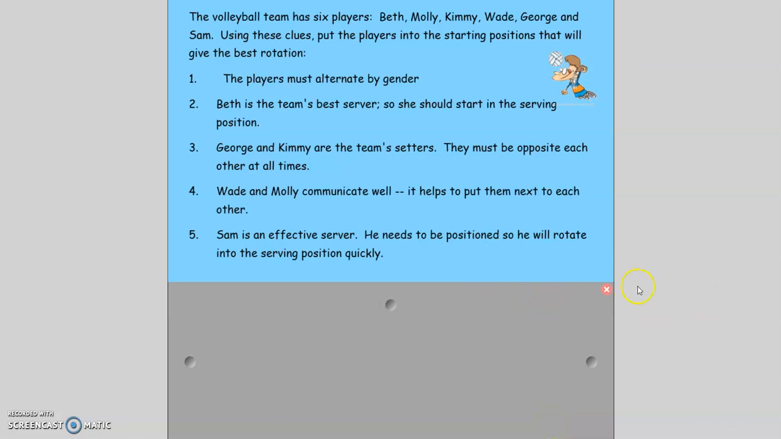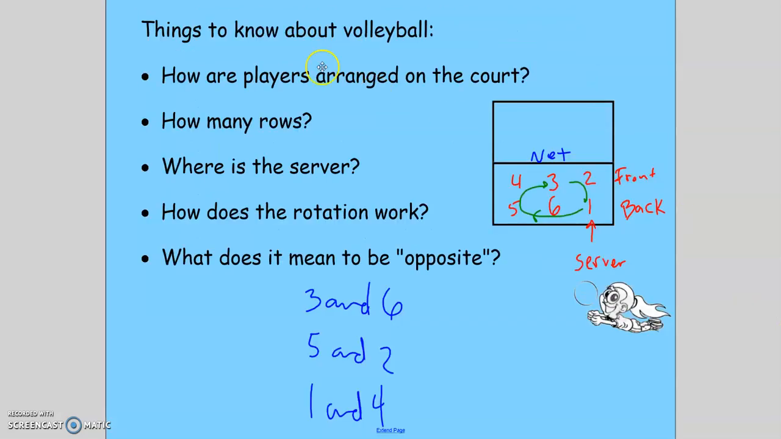Now, hopefully, you got some questions here, unless you know a lot of volleyball terms. I was wondering a lot of things. So some things to know about volleyball. The players are arranged on the court in 6 positions. So this is our half of the court, the net's in the middle. Position 1 is right here, and then 2, 3, 4, 5, and 6. Position 1 is the server, okay?